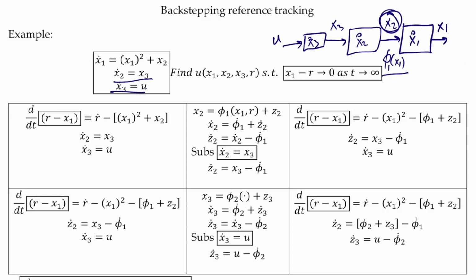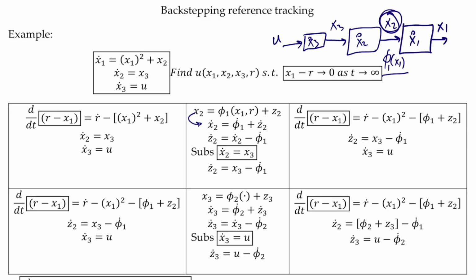All right, so if we take the derivative of this expression, we would have this term. Let's isolate z2 dot. We have this, and we substitute x2 dot as x3. Why? Because of this expression. And this is our z2 dot term.